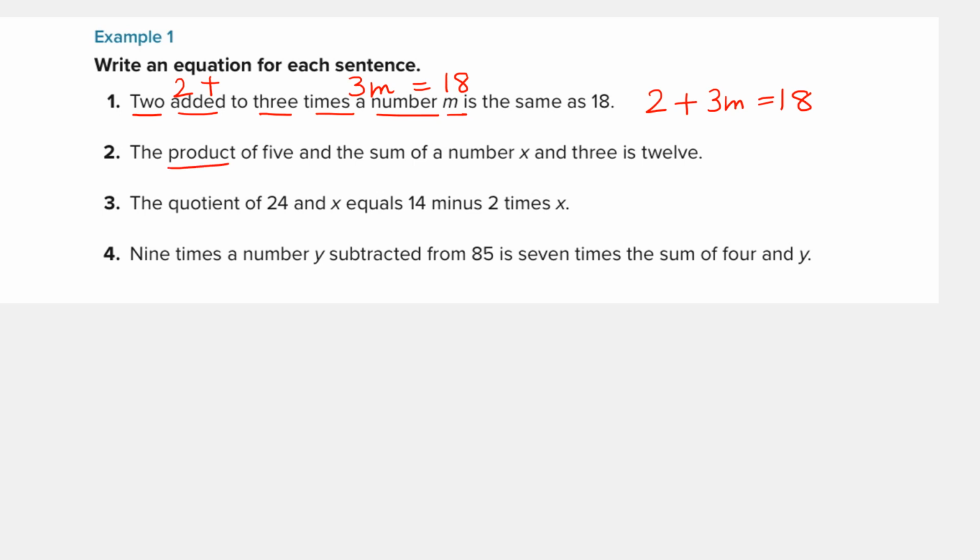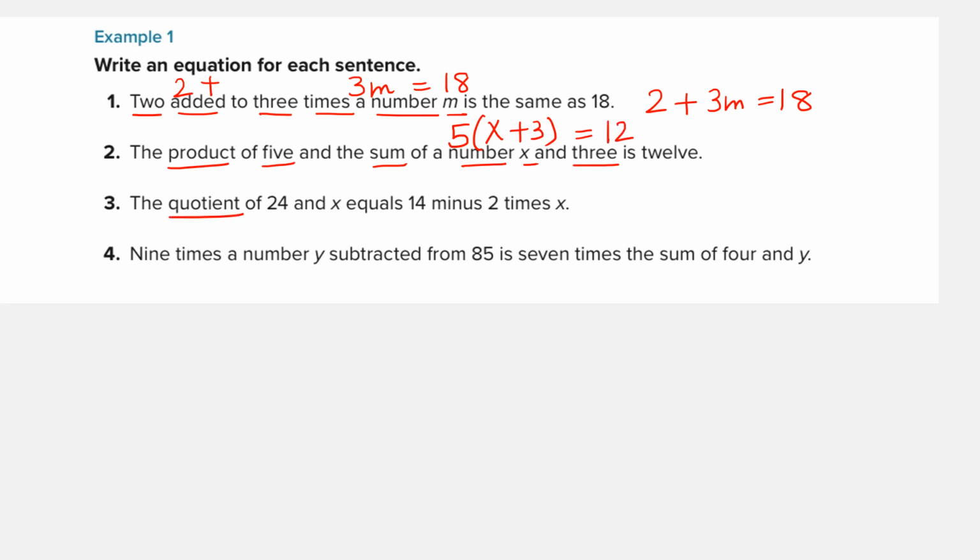Then the product of 5 and the sum of a number x and 3. So sum of a number x and 3. So x and 3, this is the sum, and the product of 5 and this sum is equal to 12. So this will be the equation.